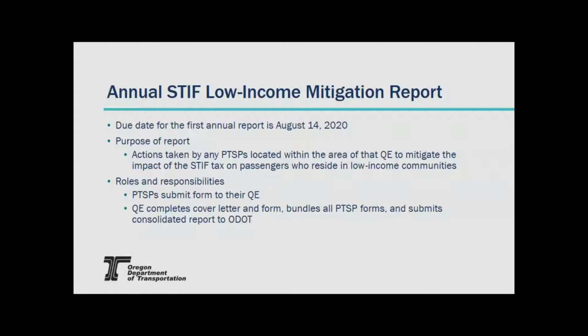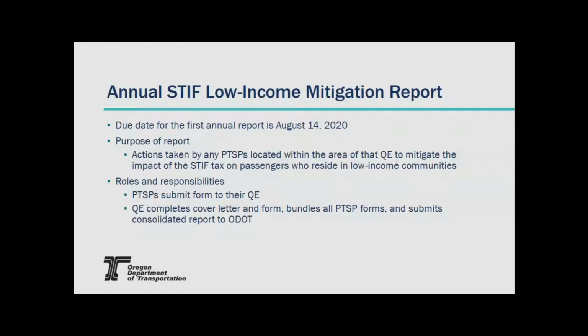And the purpose of this report is actually from Administrative Rule 732-040-00251. Each QE receiving STIF funds is required to submit an annual STIF low-income tax mitigation report detailing any actions taken by any PTSPs located within the area of that QE to mitigate the impact of the STIF tax on passengers who reside in low-income communities. So this is a requirement for everyone to complete this report.